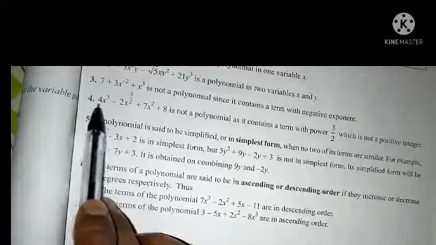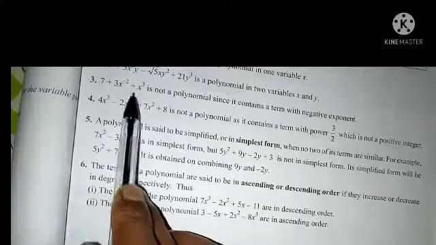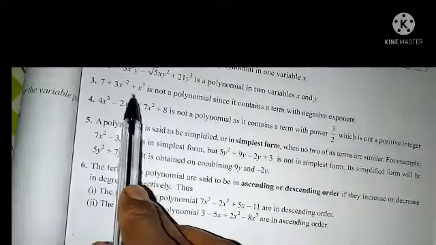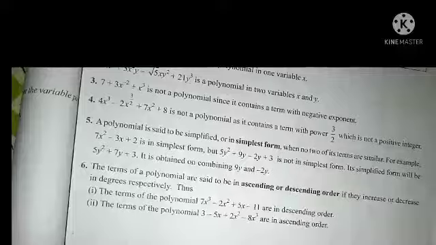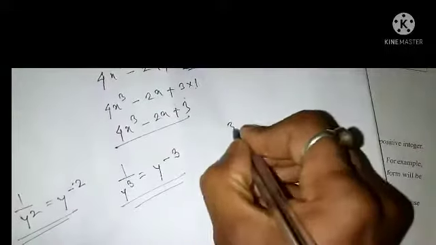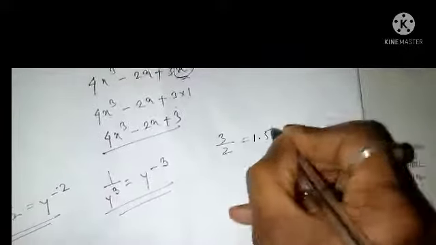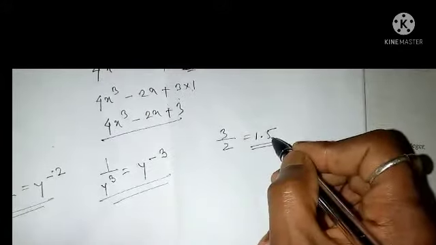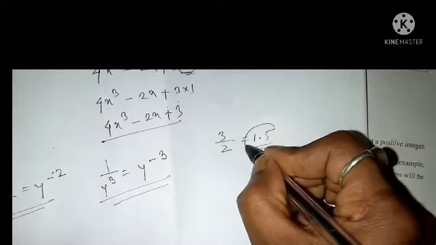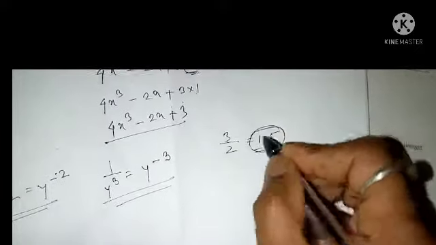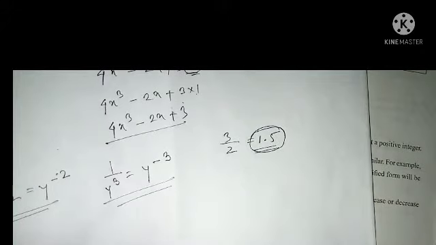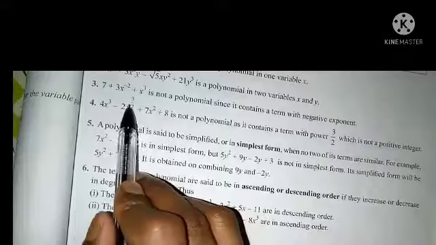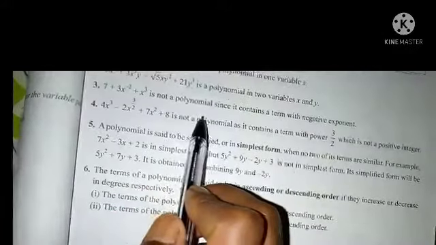Now come to the fourth example. 4x cube minus 2x 3 by 2. Now 3 by 2 means, if I divide it, I can write 1.5. Now 1.5 is a decimal number. If we have any power of a variable as a decimal number, this also cannot be considered a polynomial. So because of this 3 by 2 only, we can declare that this is not a polynomial here.